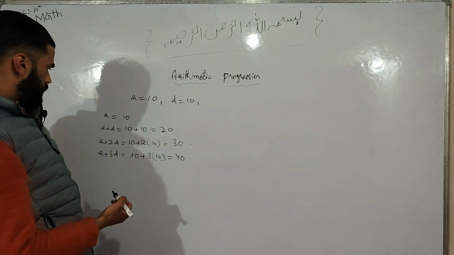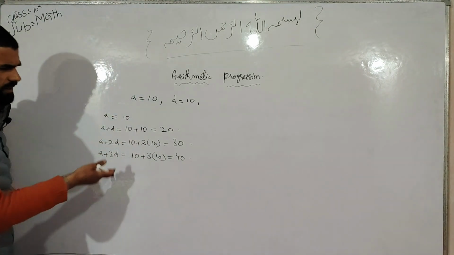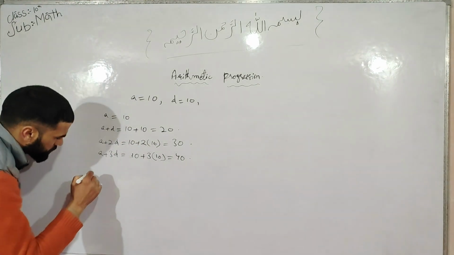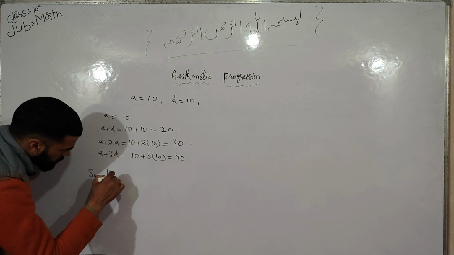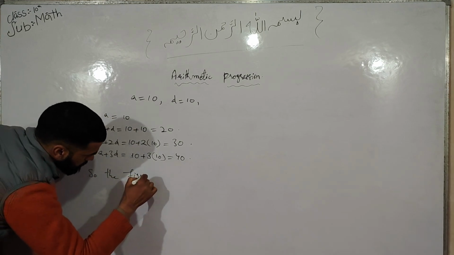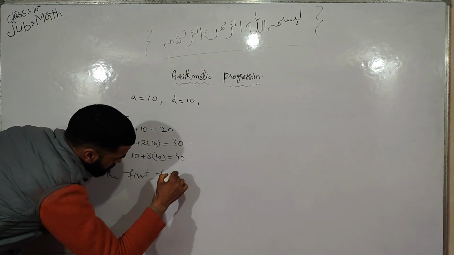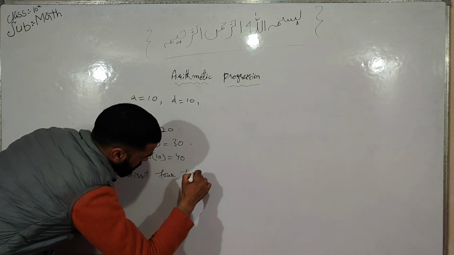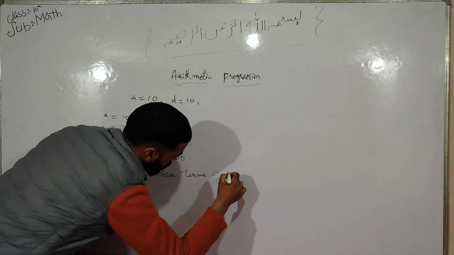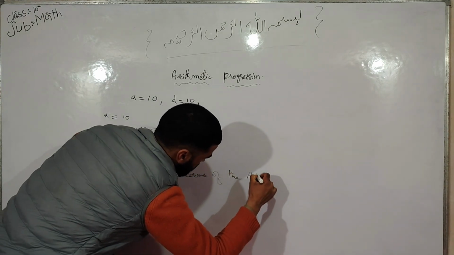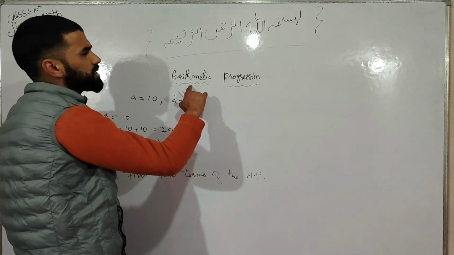So we need to find just 4 terms of an AP, and those 4 terms are these. So the first 4 terms of the AP. AP is the short form of arithmetic progression.